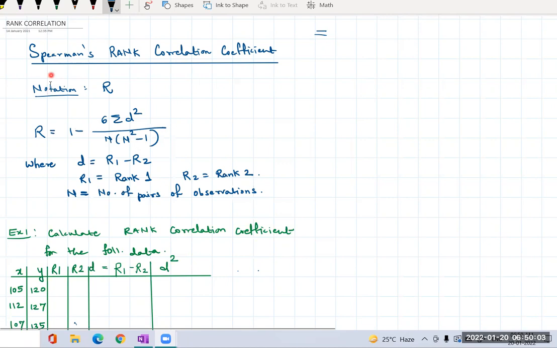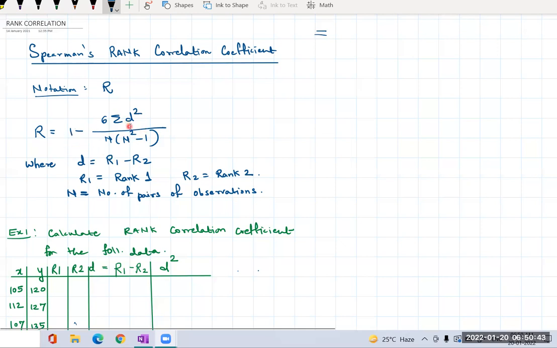Now, the notation for this correlation coefficient is capital R, and the formula is like this. Capital R is equal to 1 minus 6 times summation of d square divided by n into n square minus 1. Now remember, this division is only for this 6 into summation d square. The 1 is separate. Most students make the mistake of making this division sign bigger so that it goes under the 1. That is a wrong thing. The formula is 1 is separate, and then you have this ratio which is subtracted from 1.